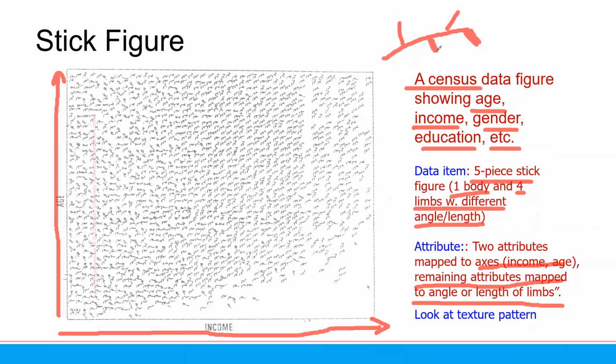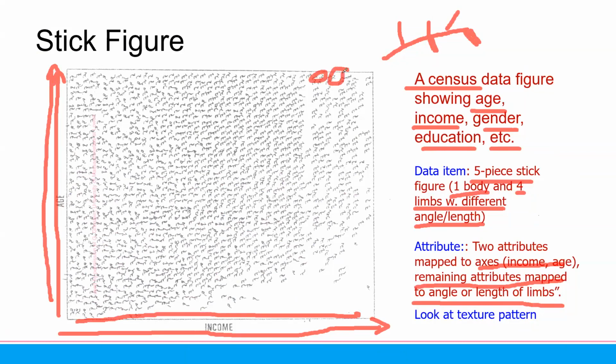This limb maybe represents the gender. If your gender is male, it shows in this direction. If your gender is female, maybe it shows in a different direction, and so on. So we can see all of the things at once with this stick figure. The higher income shows the higher age, with some patterns, maybe the education or the gender, that can be represented in this stick.